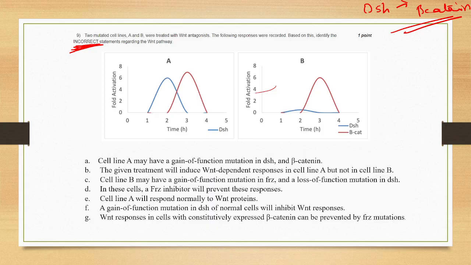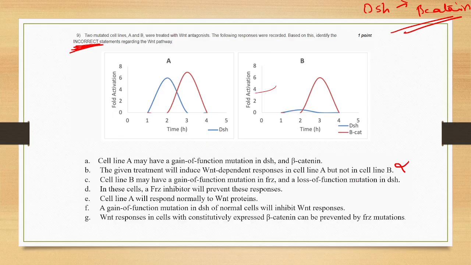And the last molecule, which has to be upregulated and has to go inside the nucleus, is beta catenin. So whatever mutation has taken place, although disheveled levels have increased, this mutation has led to an increase in the beta catenin level. And since beta catenin levels are good enough, it will go inside the nucleus and cause transcription. So this statement is incorrect. The given treatment will induce beta catenin response in cell line A but not in cell line B. In cell line B also it will induce a response. So according to me, this statement is incorrect. Now, cell line B may have a gain of function mutation in frizzled and a loss of function mutation in disheveled. About frizzled we cannot say because nothing is there.